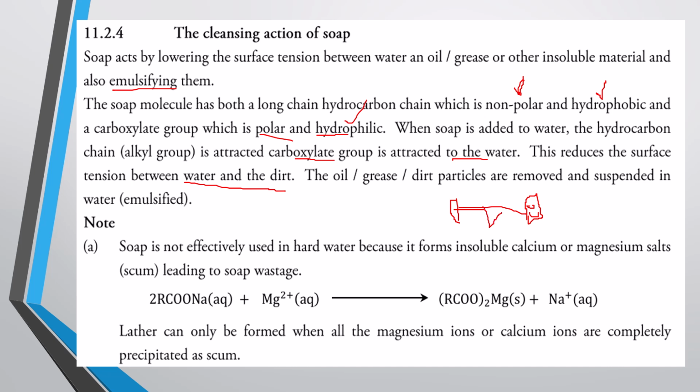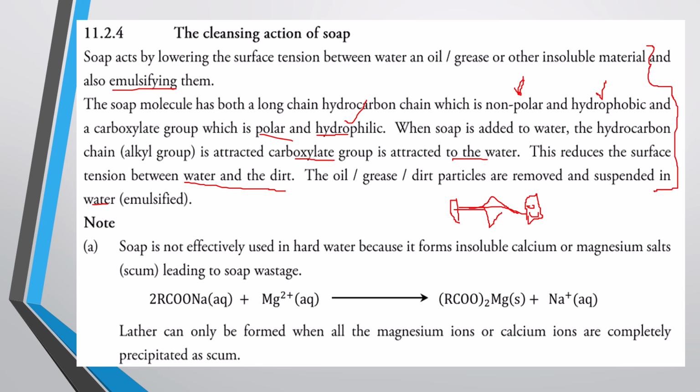This loop here contracts inside, so that the dirt or the grease or the dirt particles that are present within the tissue are removed, and they are going to be suspended in water, which we call emulsification. And this is the whole process of the cleansing action in soap. We give this whole process about 5.5 marks, but it can't go below 3 marks at the worst scenario. So make sure that it's a very simple process.